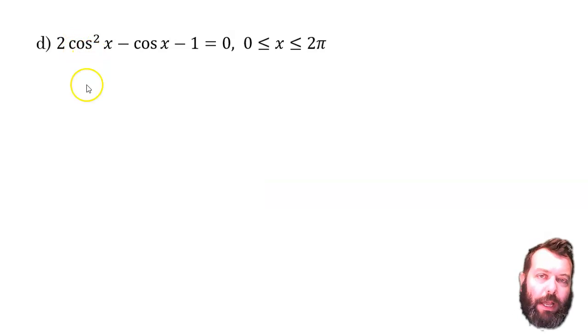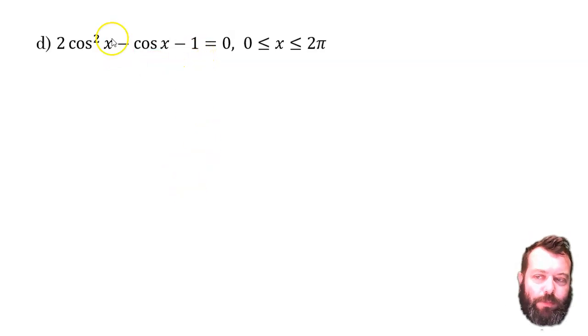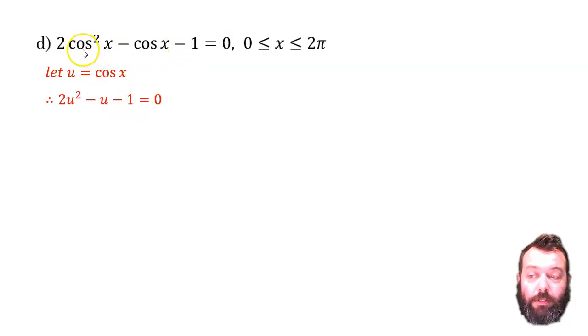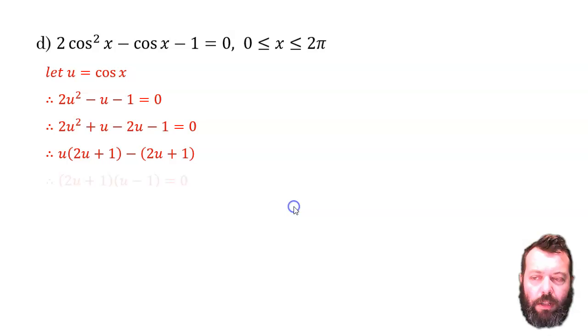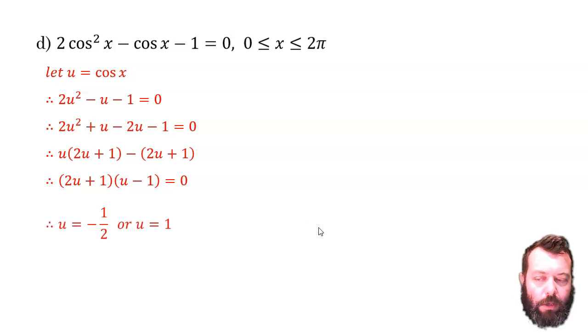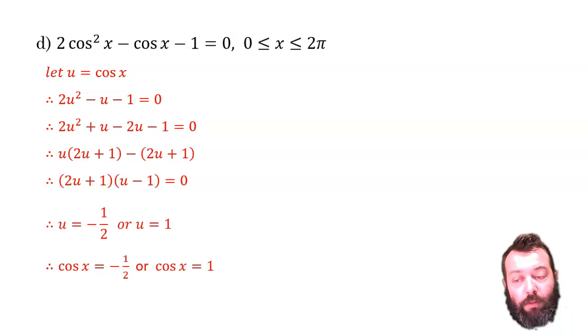Now this is looking a bit complicated, and the best thing to do here is to recognize that this is vaguely in a quadratic form, to use a substitution. So let's let u equal cos x. And then we can rewrite our expression there as 2u² − u − 1. Then factorising that non-monic quadratic is going to give us (2u + 1)(u − 1) = 0, meaning that u is a negative half or u equals 1. Substituting back gives us cos x equals negative 1/2 or cos x equals 1.